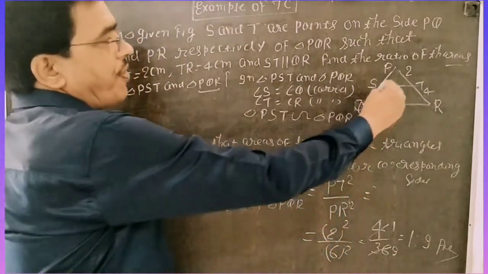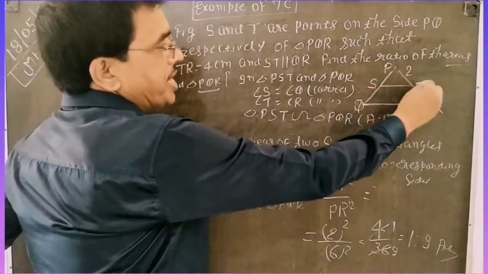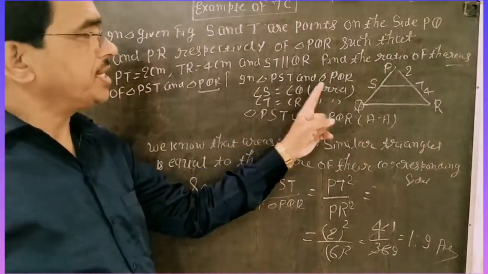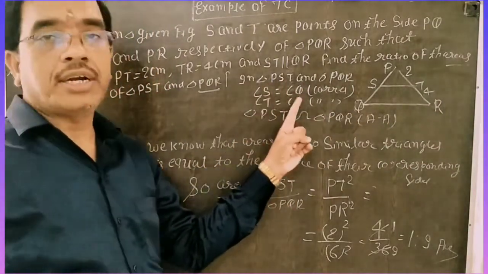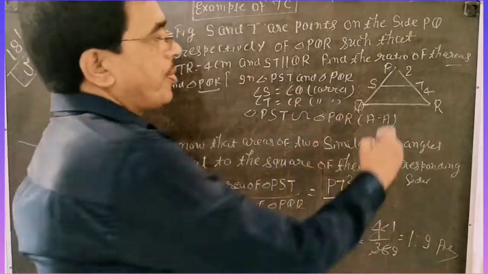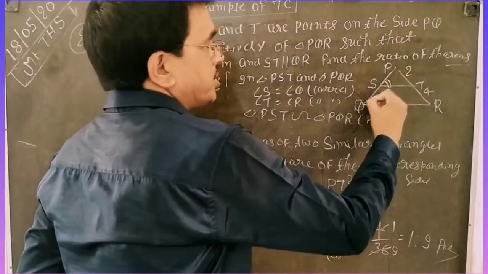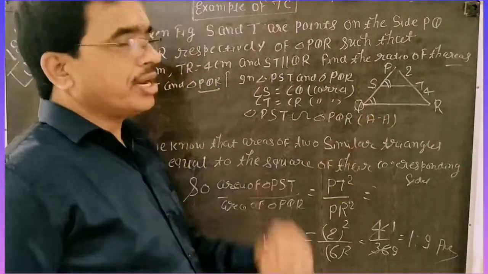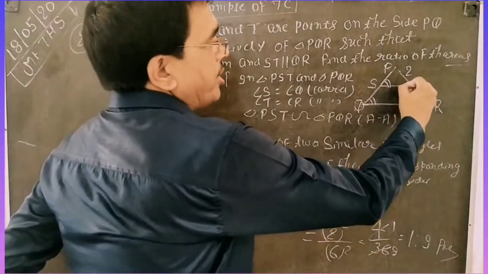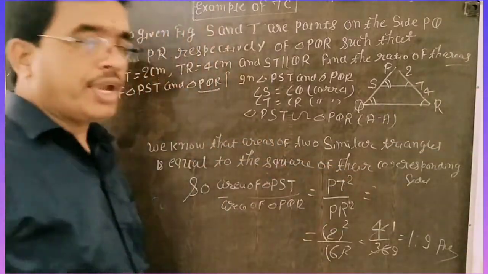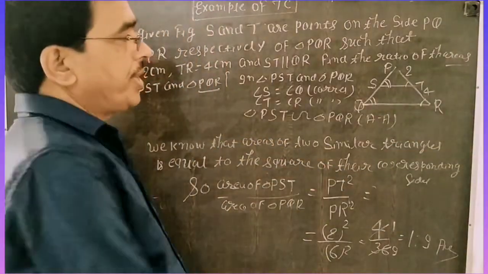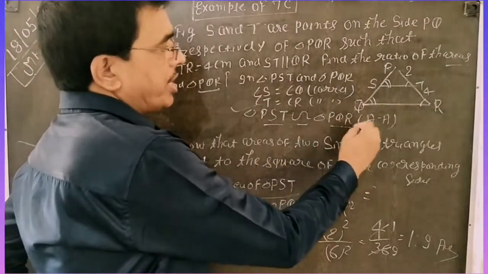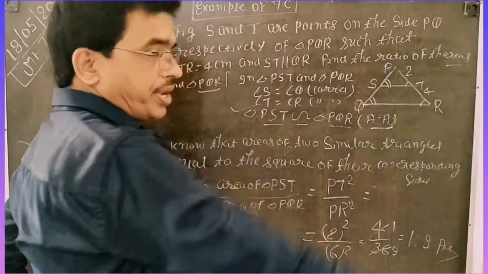So first I find the relation of similarity between PST and PQR. Here in triangle PST and PQR, angle S is equal to angle Q. It is a corresponding angle because ST is parallel to QR. Similarly, angle T is equal to angle R. It is also a corresponding angle because ST is parallel to QR. So triangle PST is similar to triangle PQR by AA property.